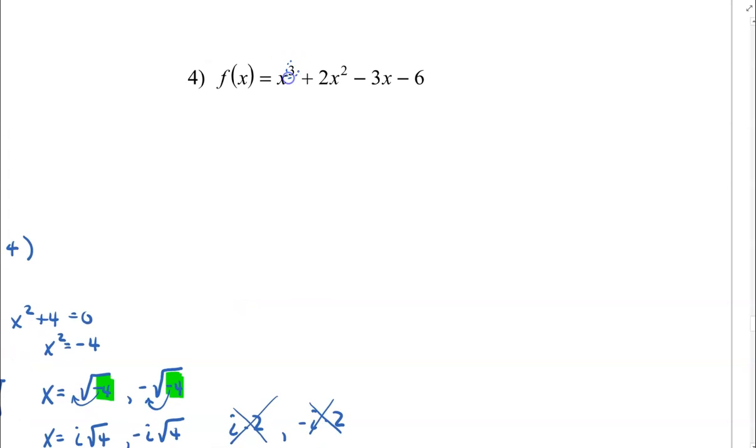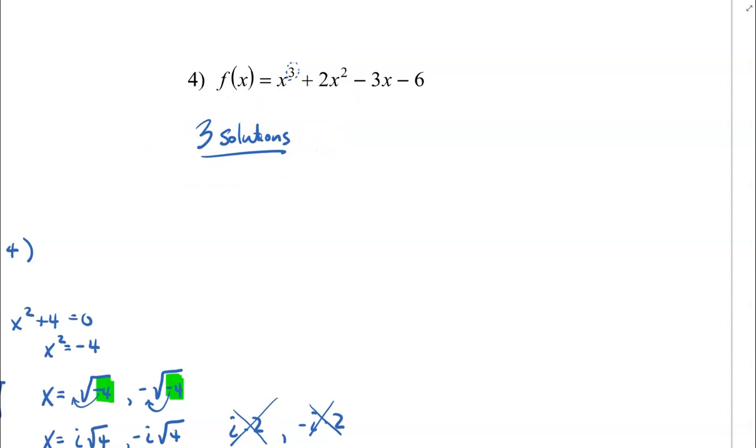With number 4, we see that the largest exponent is 3, so that tells me that there are 3 solutions. I don't know if they're real or imaginary yet. We should solve this by factoring in order to determine that. So I'm going to try to solve this by factoring before I go to a graphing calculator. And since there are 4 terms, I might try the grouping technique from unit 2, from quarter 2.